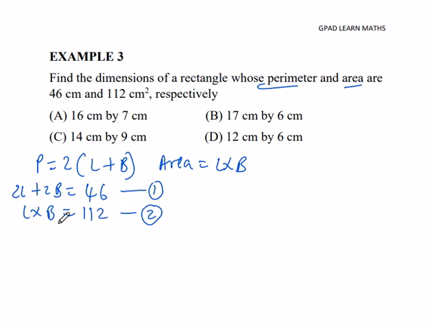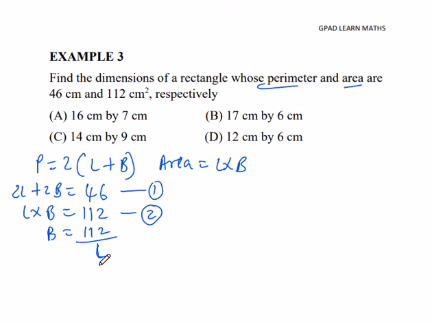Looking at these two equations, anyhow you want to do it, you can decide to substitute the value of L into equation 1 or B into equation 2. Whatever it is, you get the same answer. But what I would do is to begin from equation 2. Since LB is equal to 112, I can decide to make B the subject of the formula. So B is equal to 112 over L. What I did was just to divide both sides by L, by the length. Okay, so I have this.